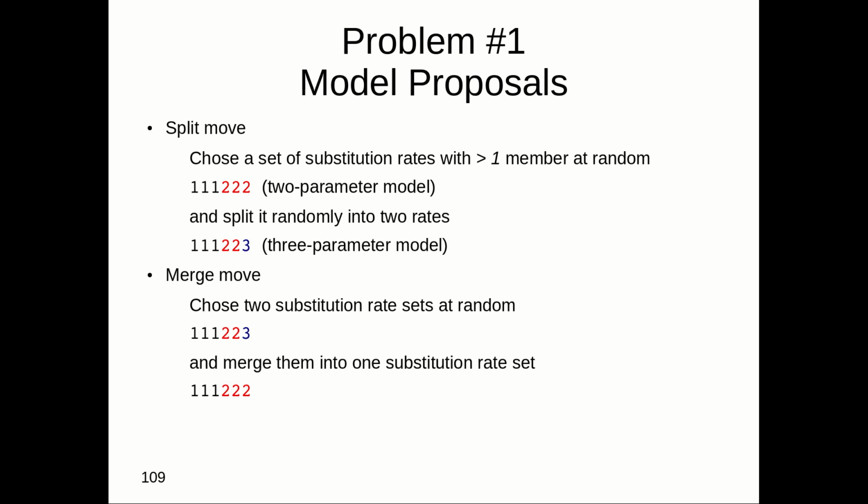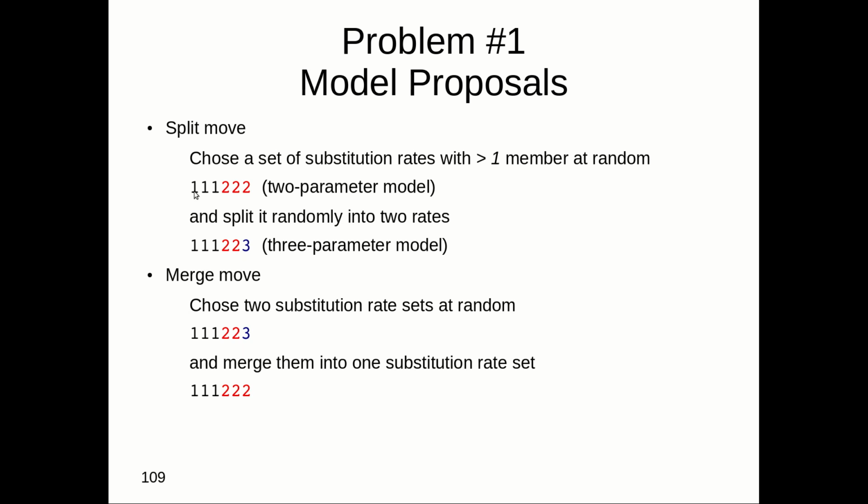Okay, so here basically what we need to do is come up with two moves that either group rates together, rates from our substitution model, saying that they now have the same rate, or a move proposal that refines the grouping of the rate parameter. So, for instance, the split move will choose a set of substitution rates with more than one member at random.